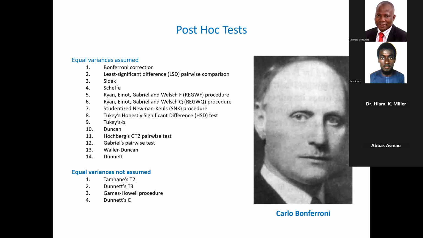You know, ANOVA is a parametric test. One of the requirements, apart from normally distributed data, is that it must have homogeneity of variance. There's no heterogeneity. Homogeneity of variance is the second most important condition. So here, if you assume that they have equal variance, those 14 are the best. But if you cannot assume that, then these 4 come into play.